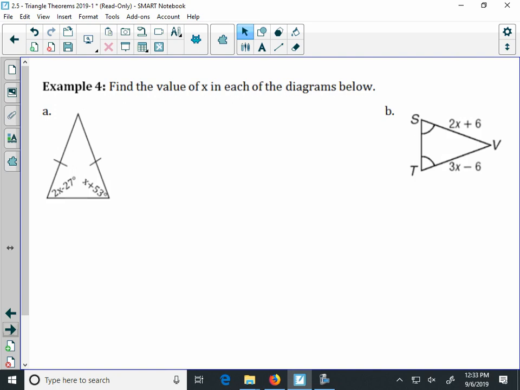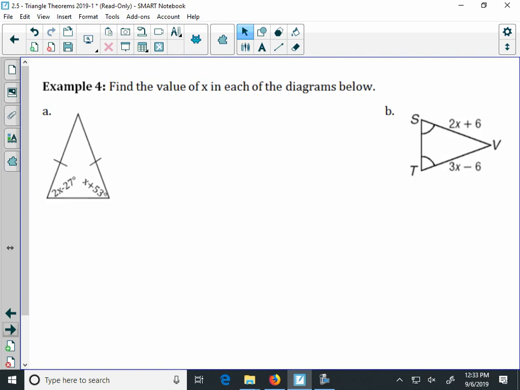So we can't just do 2x minus 27 plus x plus 53 plus the top angle because we don't know what it is. But what do you notice about these two sides? They're equal. Well, what did we just learn? What do we know about the two angles across from those sides?